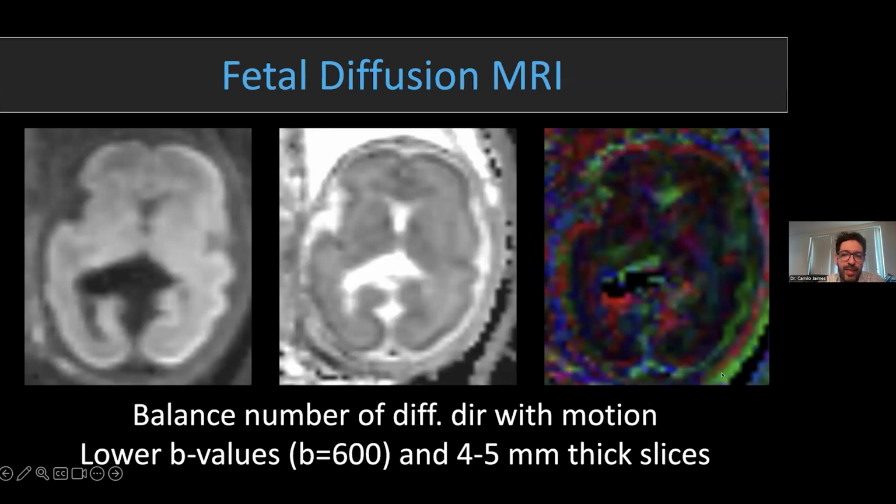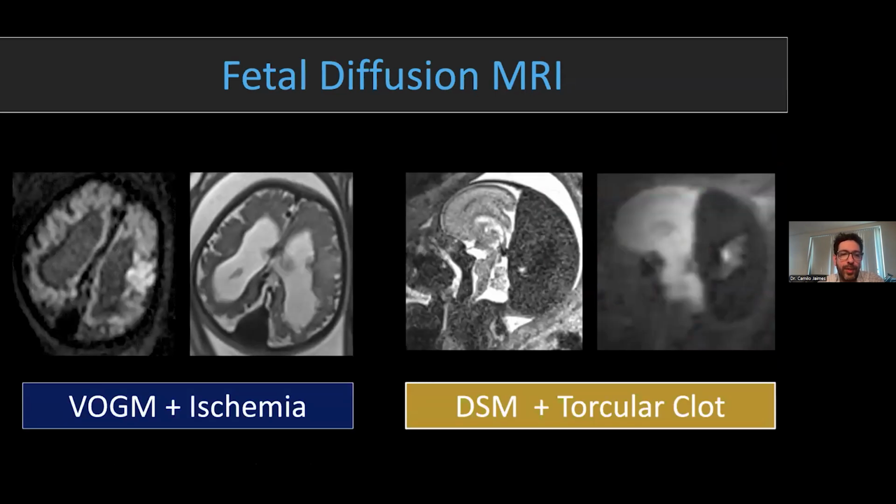You can do DTI and fit a tensor model. I truly think you probably don't need that. And you just need to remember that the germinal centers and the cortex have lower ADCs. So they appear bright on the diffusion, low on the ADC.